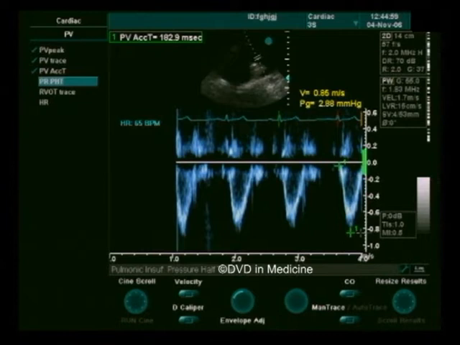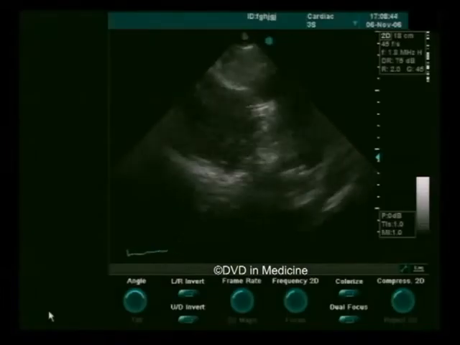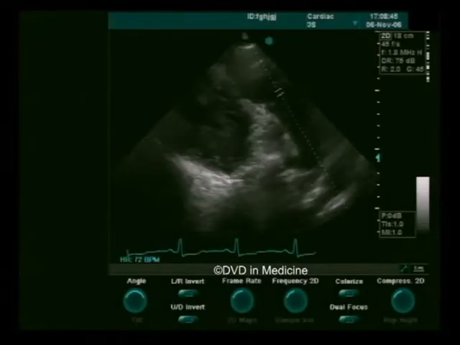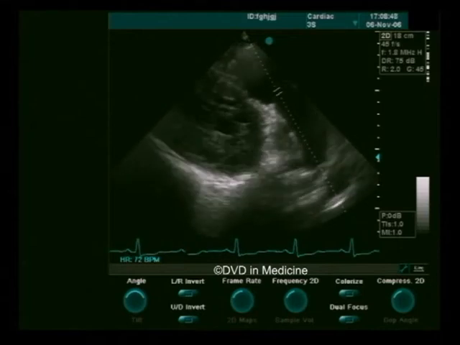As a norm, it should exceed 100 milliseconds. If this parameter becomes less than 75 milliseconds, one can diagnose it as severe pulmonary hypertension. This is an example of a patient with pulmonary hypertension.